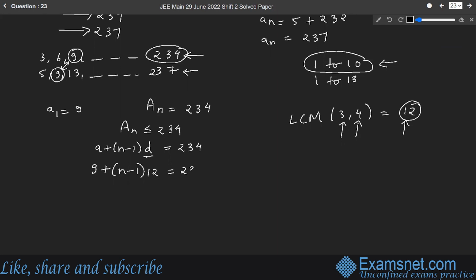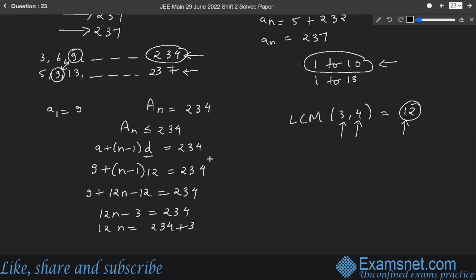This is equal to 234. So it will be 9 plus 12n minus 12 is equal to 234. What is 9 minus 12? Minus 3. So 12n minus 3 is equal to 234. So 12n will be equal to what?